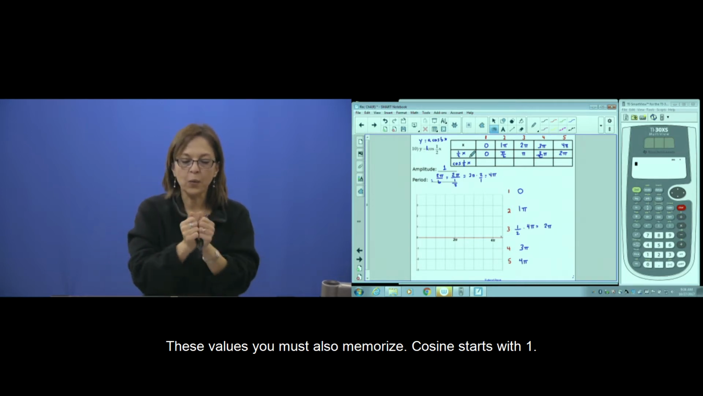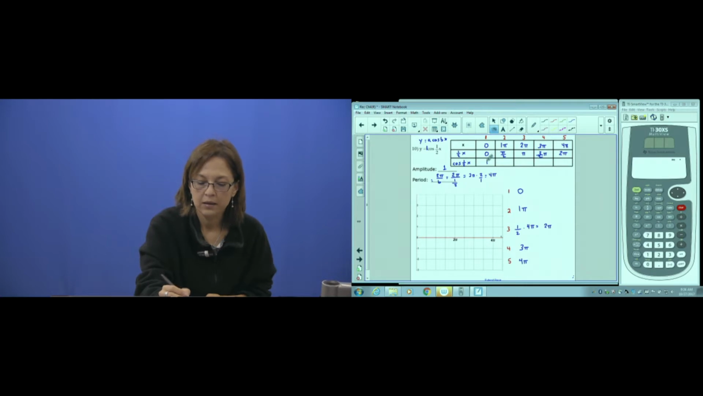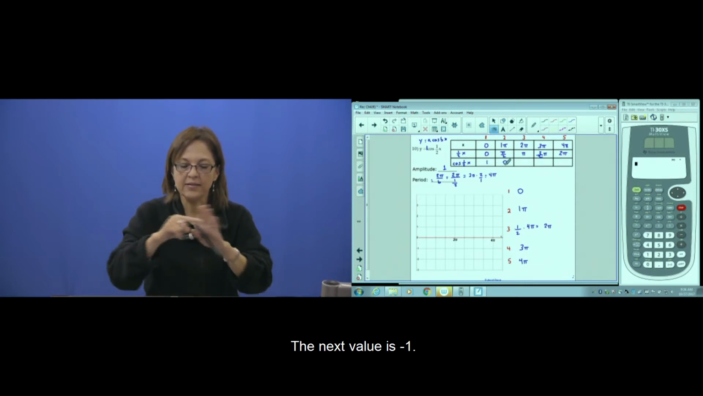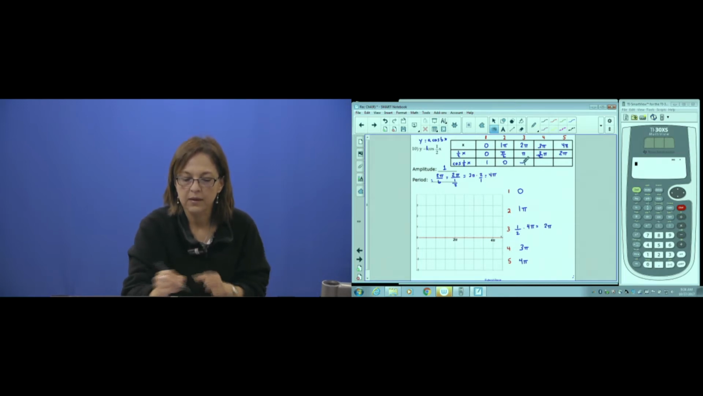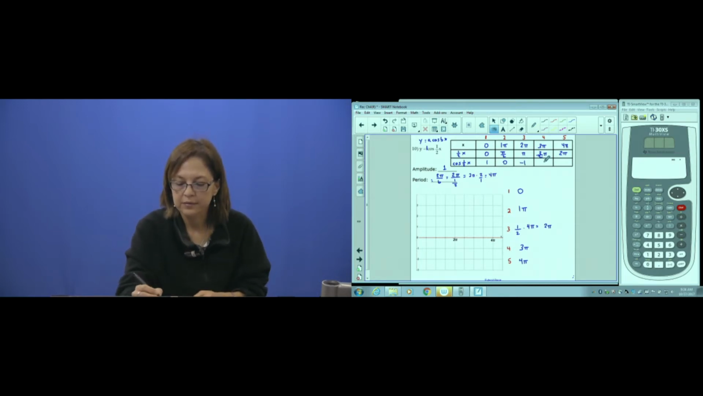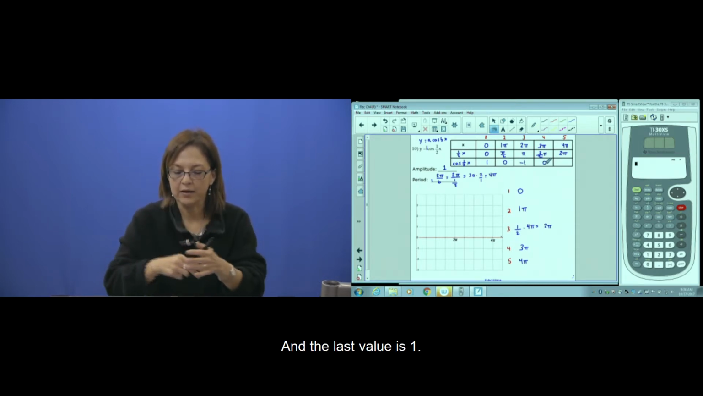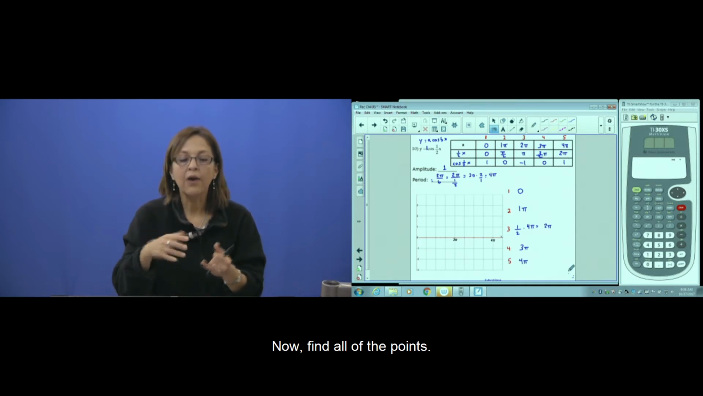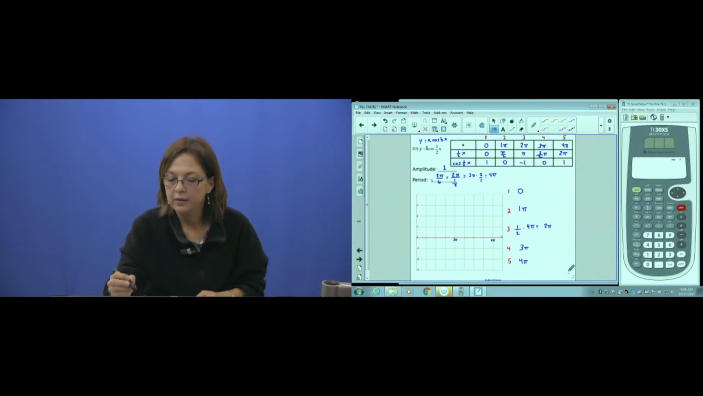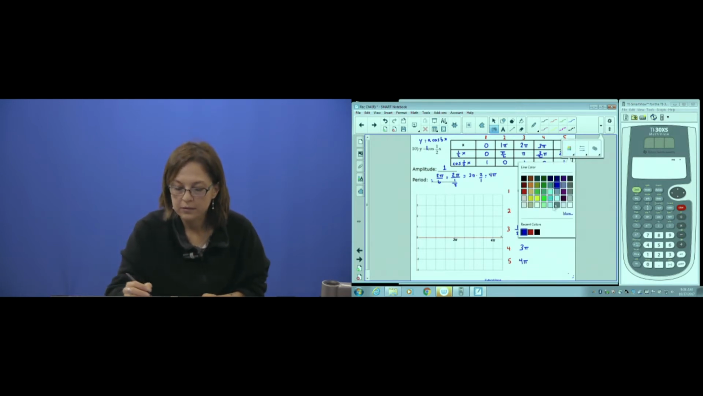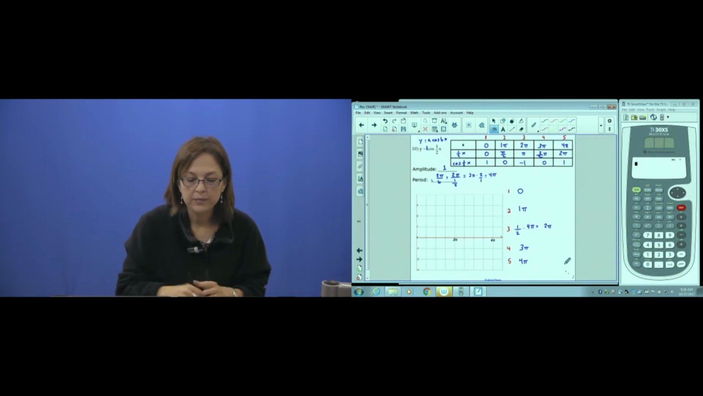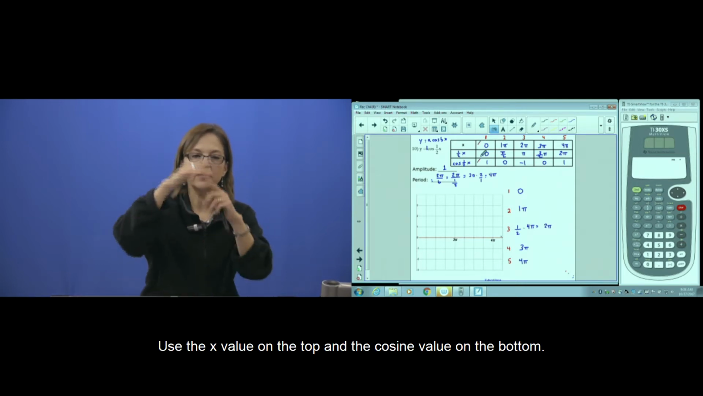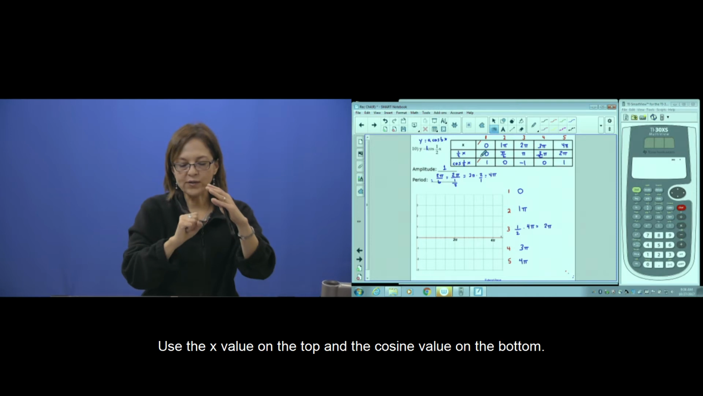Cosine starts with 1. The next value is 0. The next -1. The next 0. And the last one. Now find all the points. Use the x on the top and the cosine in the bottom.